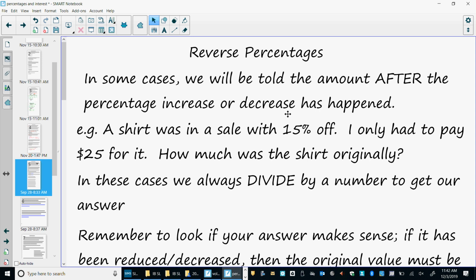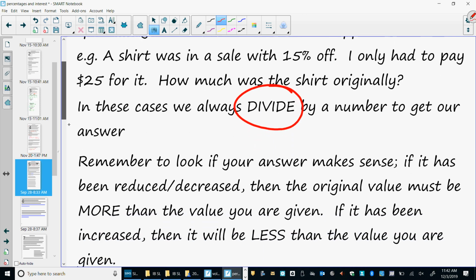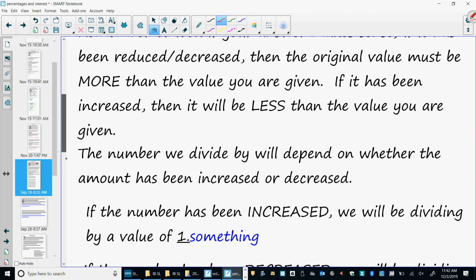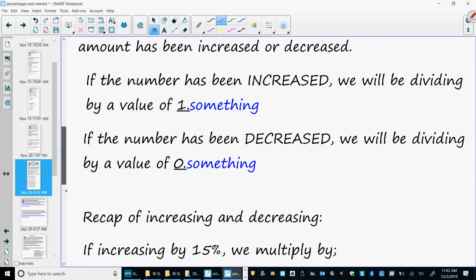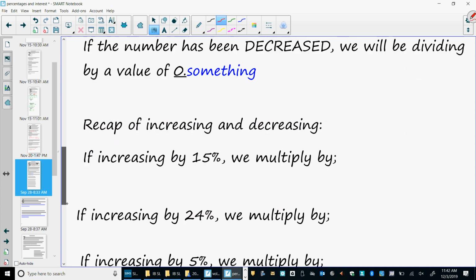So, a shirt was in a sale with 15% off. I only had to pay $25 for it. How much was the shirt originally? So, we're always going to end up dividing. I'll give you that as a hint. So, what would we do? Wow, there's lots of words here.